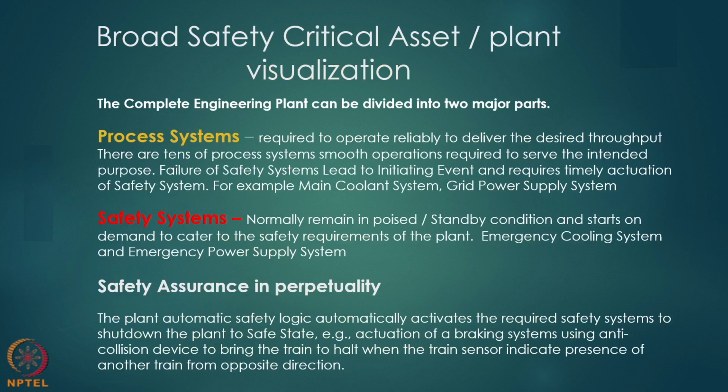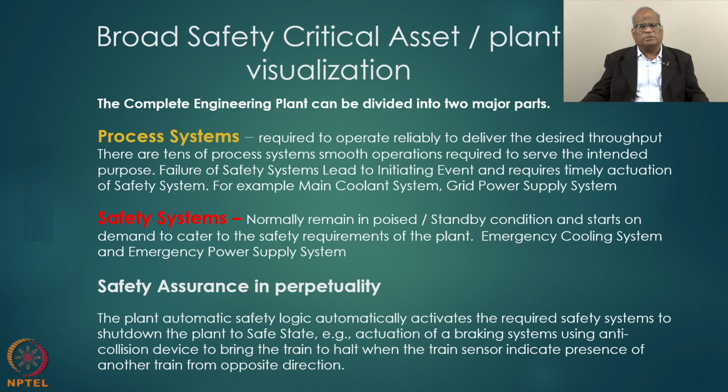As I was mentioning, for a safety critical system, from the point of view of risk assessment or safety assessment, we have to divide the plant into two parts: process system and safety system. There are many other categories: safety system, safety support system, and so many other things. But at this point of time, let us keep process systems, which are required to operate the plant for achieving the deliverables. The second part is safety system.